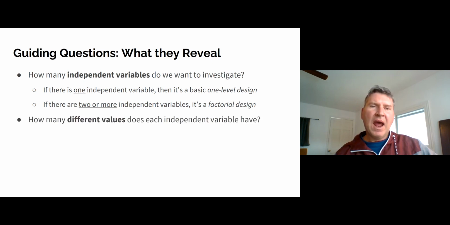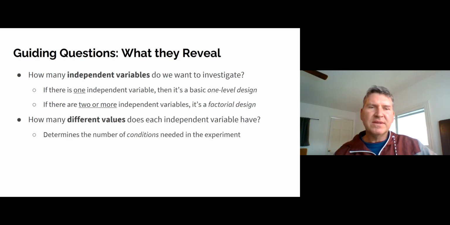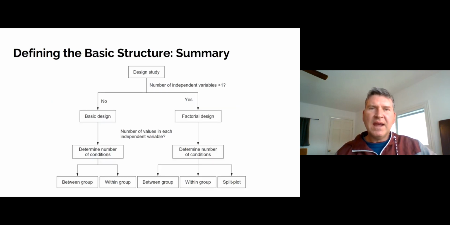And then how many different values does each independent variable have? In the previous example, we saw we had 2 independent variables, each with 3 values. So that determines the number of conditions needed in the experiment. Let's take a look at kind of a decision tree about defining a basic structure of a study. How many independent variables do we have? If it's more than 1, then we have a factorial design.